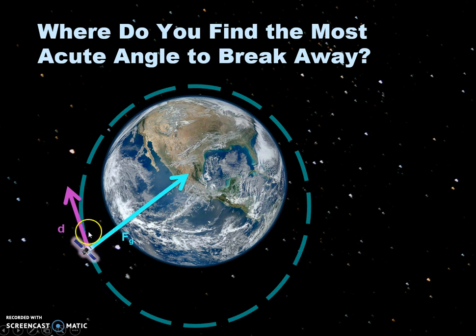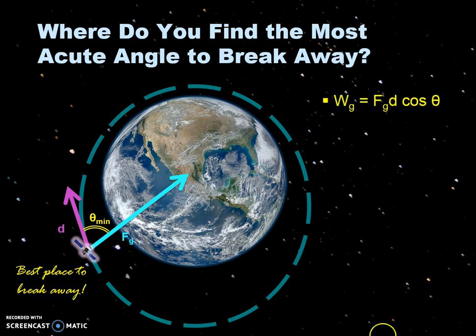Gravity will do a small amount of work to break us out of orbit. Gravity will swing us around in the direction we already want to be going. So this is the smallest angle we have. This is going to be the most effective place to break out of orbit. Gravity will do some small amount of work.